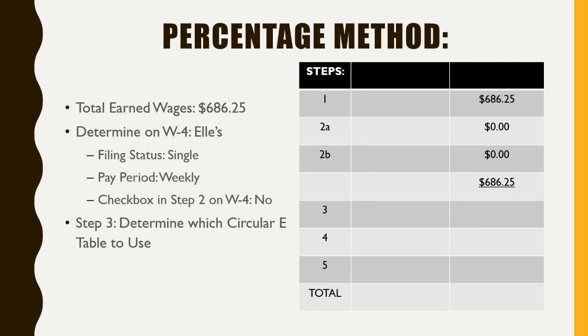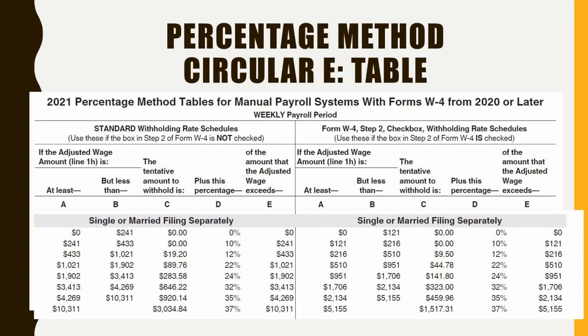percentage she's going to fall under. So this is where the W-4 form is going to need to come into play, because the table is going to be based on the filing status, the pay period that we're going to pay her, and how much she actually earned. So if she earned $686.25, this is now how we're going to do it. We're going to take our Circular E table. Again, I picked out this one already.